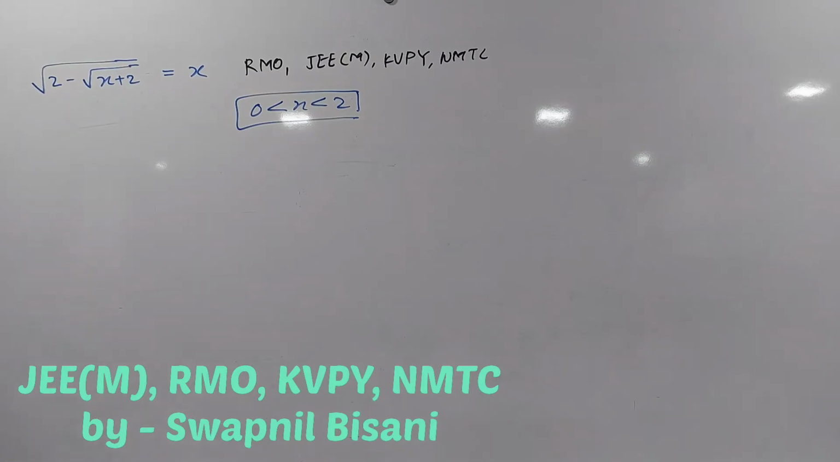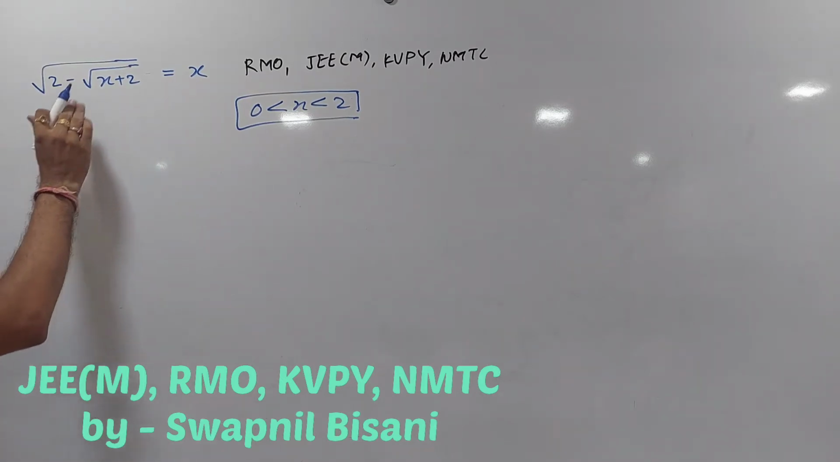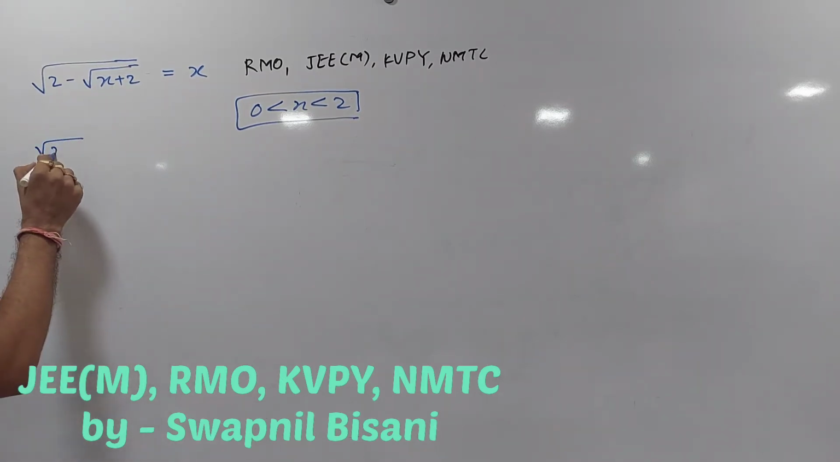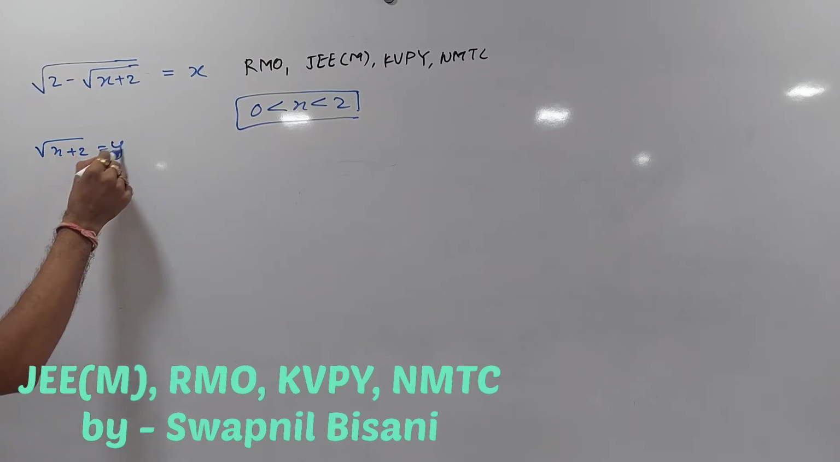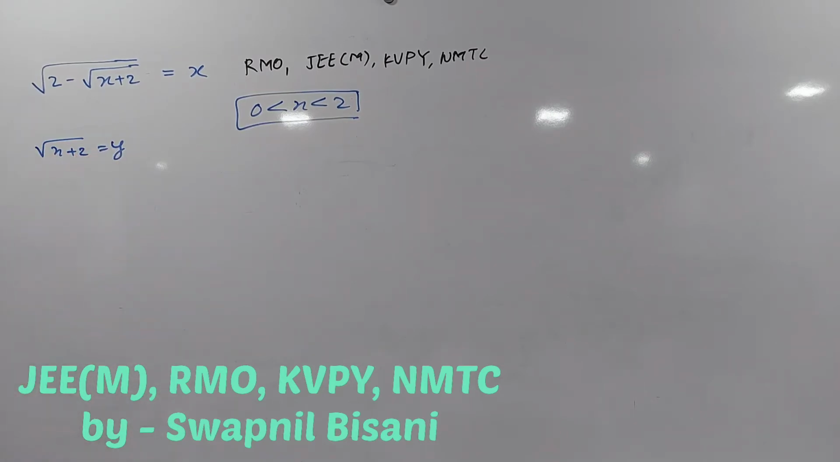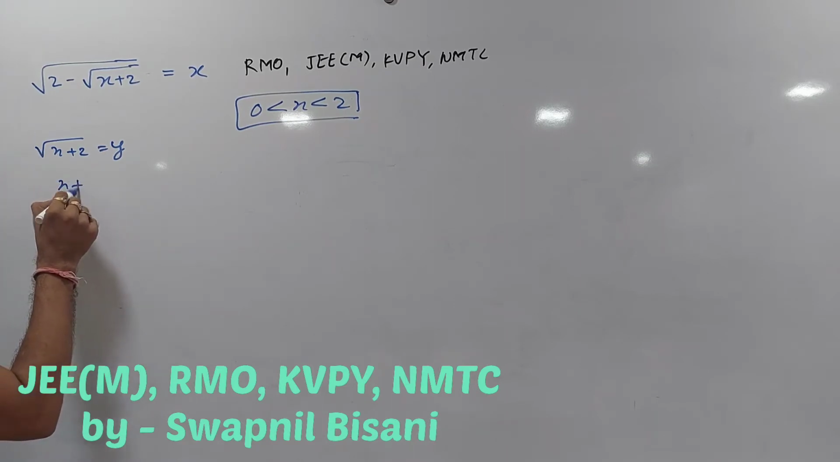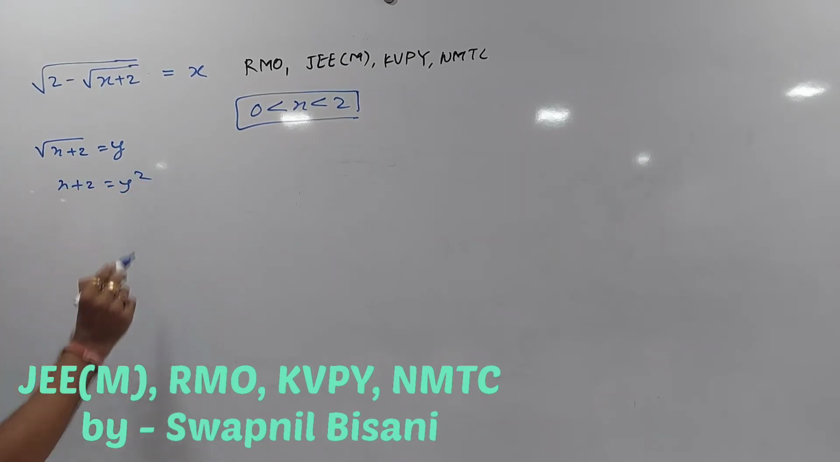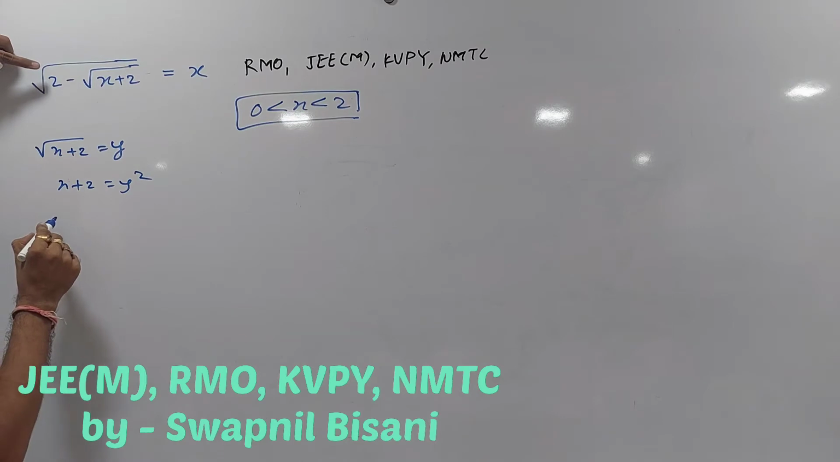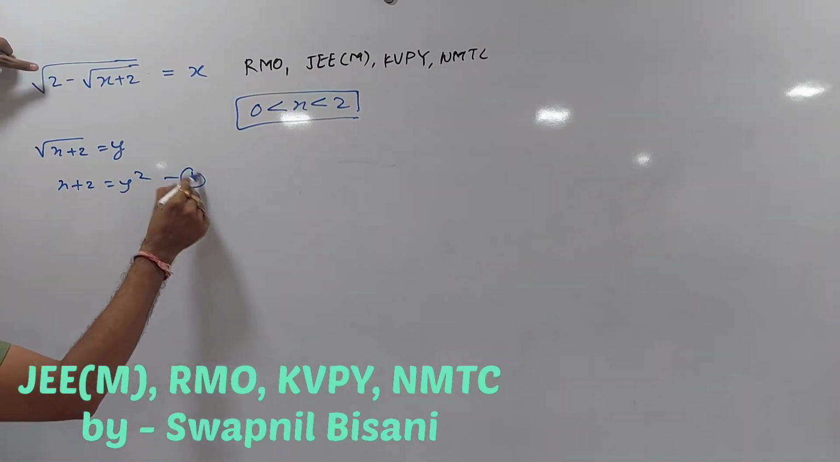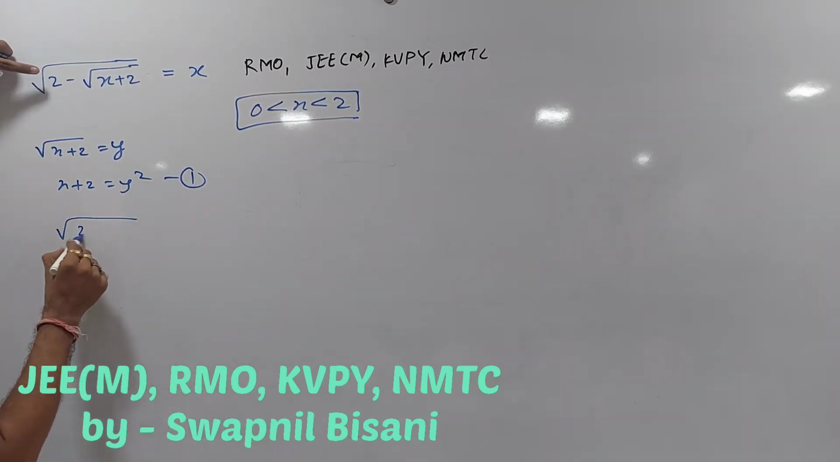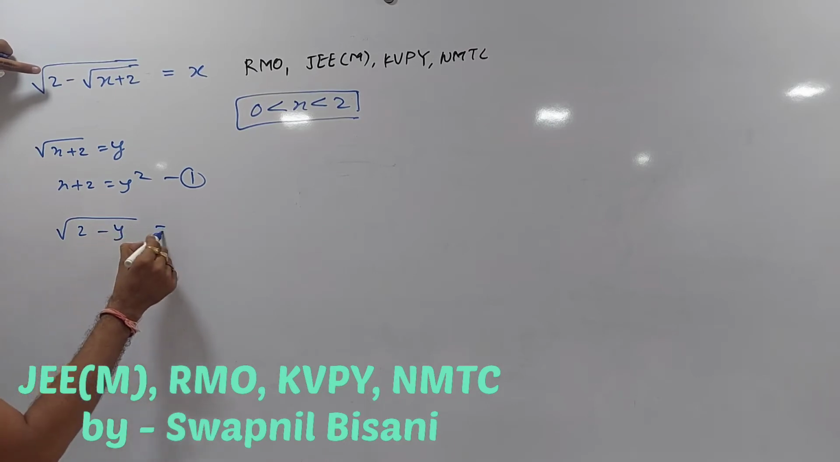Fine. Okay. So what I can do, I will put root x plus 2 as y. I will put root x plus 2 as y. Substitution is the most important, the biggest tool of mathematics. So root x plus 2 is equal to y. That gives me x plus 2 is equal to y square. Say this is 1. And what will happen here? 2 minus y is equal to root x.